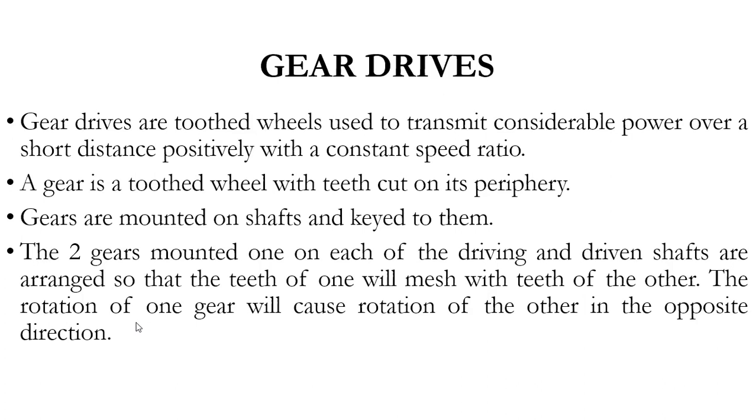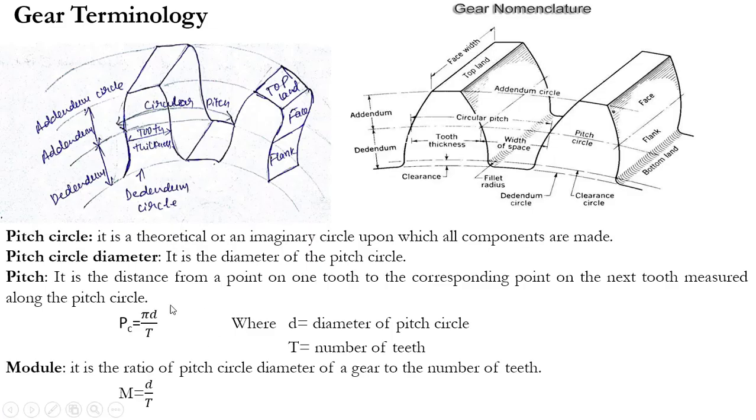Then those two gears, mounted one on each of the driving shaft and the driven shaft, will be arranged in such a way that the teeth of one gear will mesh with the teeth of the other gear, and the rotation of the driving gear will cause the rotation of the driven gear but in the opposite direction to that of the driving gear. So that is how gear drives work, and that is how the power transmission takes place. Next we will see some of the gear terminologies which are very important.